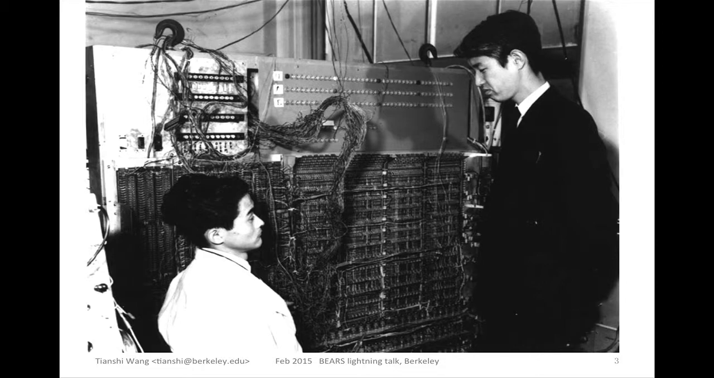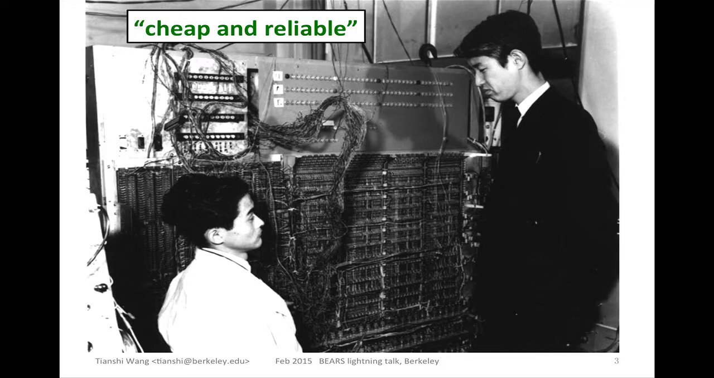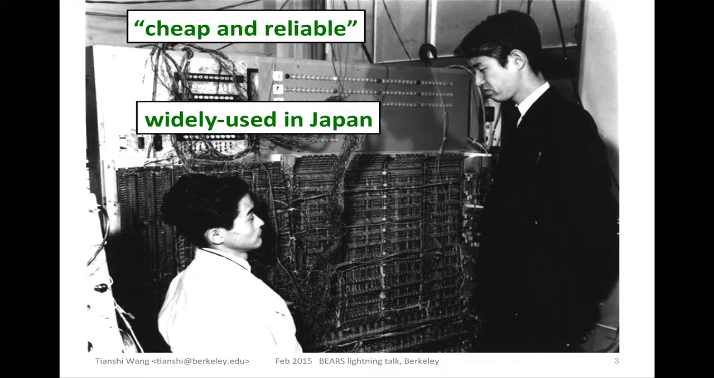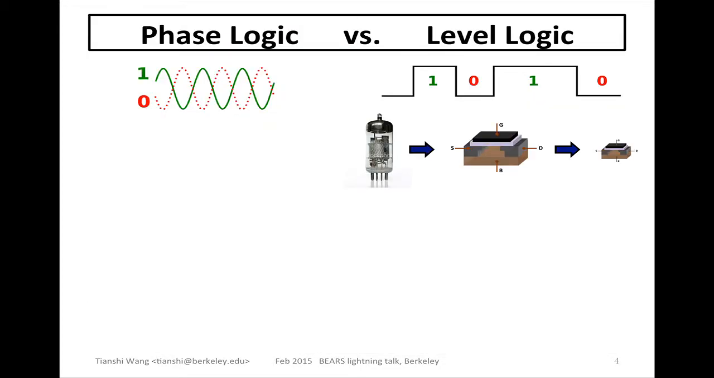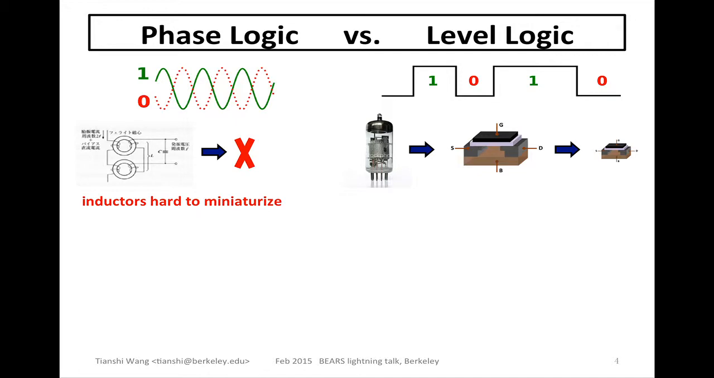Compared with vacuum tubes, these computers were said to be cheap and reliable, and they were once popular in Japan, but only for a while. We all know that vacuum tubes were quickly replaced by transistors, and the transistors kept becoming smaller and smaller. But Goto and von Neumann's phase logic computers had to use large inductors and capacitors for building the filters, and these are components very difficult to miniaturize. As a result, their ideas quickly went down the drain.